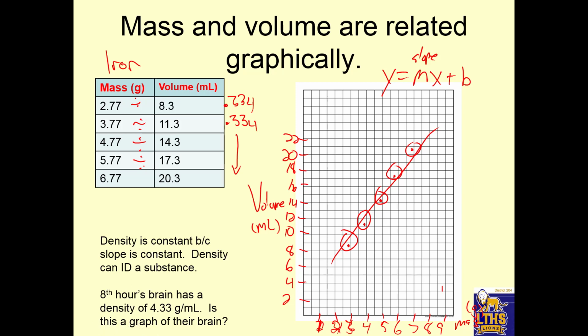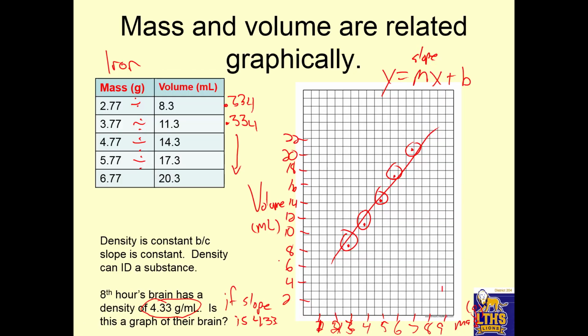Density can identify a substance. Eight-hour's brain has a density of 4.33 grams per milliliter. Is this a graph of their brain? So if the density is 4.33, is this a graph of their brain? If the slope is 4.33.